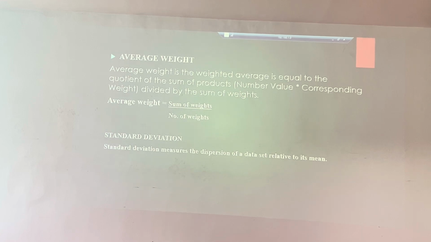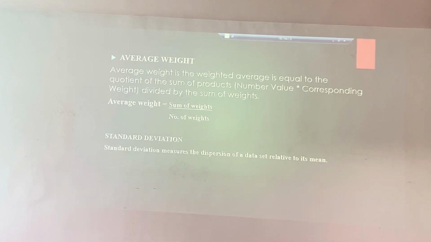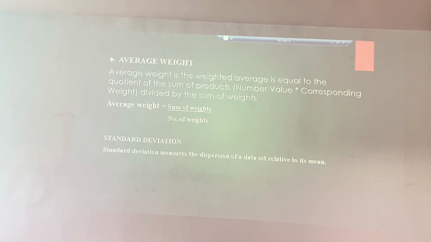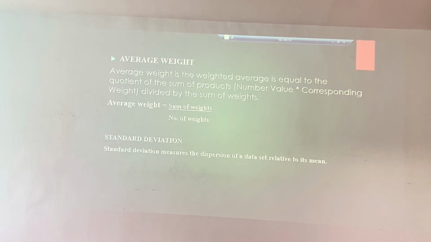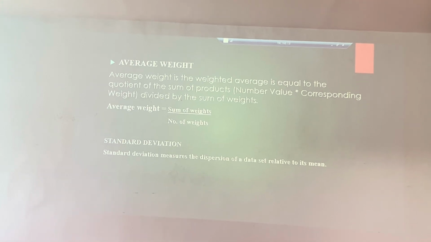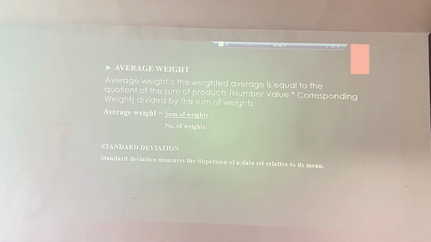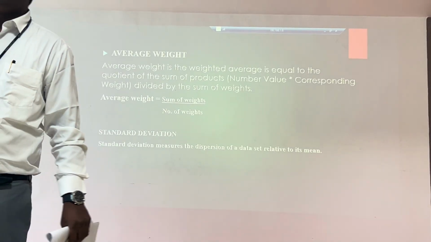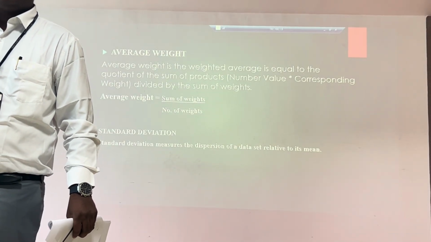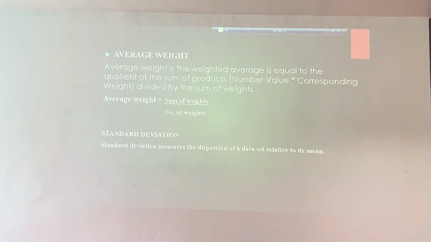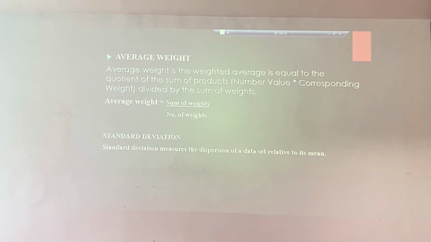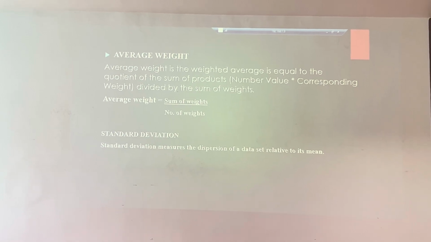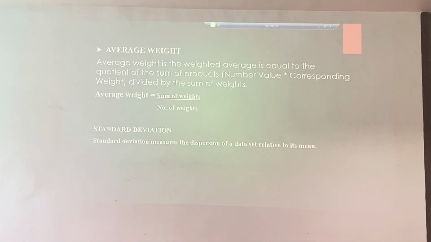And second, average weight. How to calculate the average weight? Average weight is the sum of the product of the number of values and the corresponding weights, divided by the sum of the weights. For example, if you are taking 20 tablets, you need to get the average weight. So you take the sum of the 20 tablets' weights and divide it by 20, then you will get the average weight. Next.